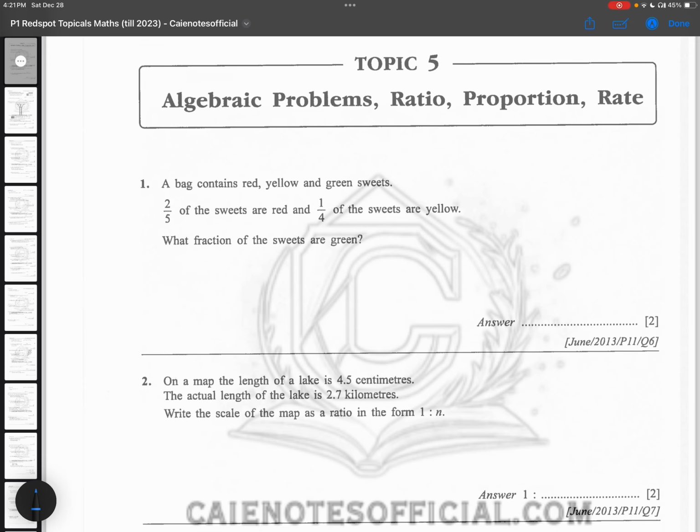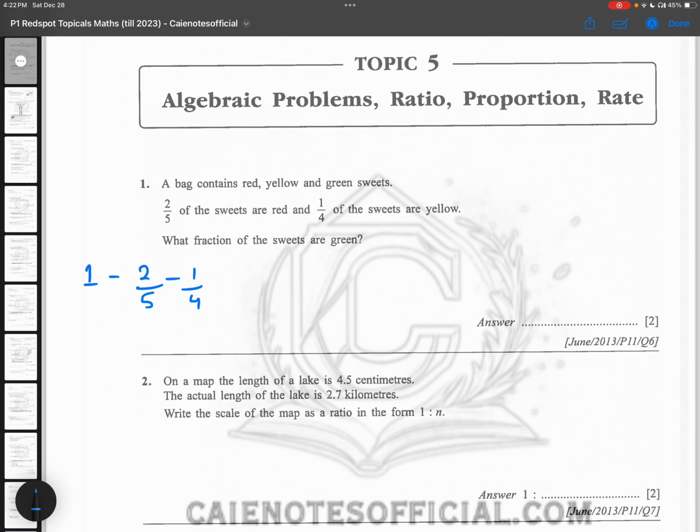So let's begin. Question number one: a bag contains red, yellow and green sweets. 2 upon 5 of the sweets are red and 1 upon 4 of the sweets are yellow. What fraction of the sweets are green? So let's say that the total fraction of the sweets will be 1. Out of 1, 2 upon 5 of the sweets are red, so we subtract 2 upon 5 from 1, and 1 upon 4 of the sweets are yellow, so we additionally subtract 1 upon 4. The sweets that will be left will be green.